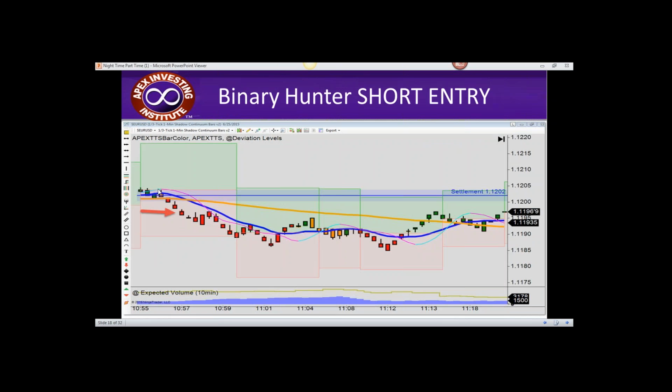To give you an example of a short entry, same thing. We're not going to go short. We're not going to sell until the price comes below the yellow line. Then we got another red bar to confirm it. Then we're going to sell here. And all we need it to do is just stay under that, and we win, okay?